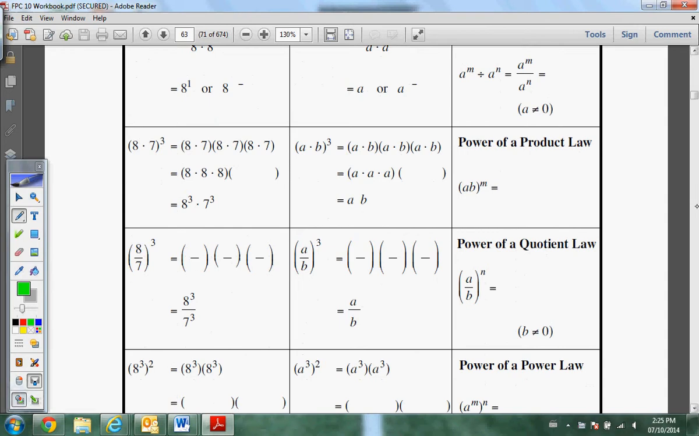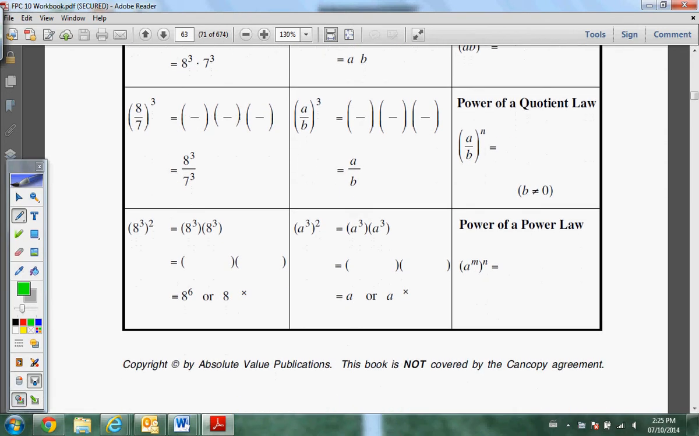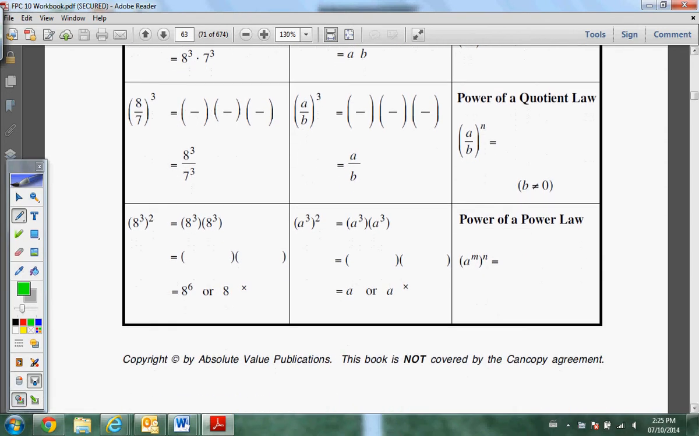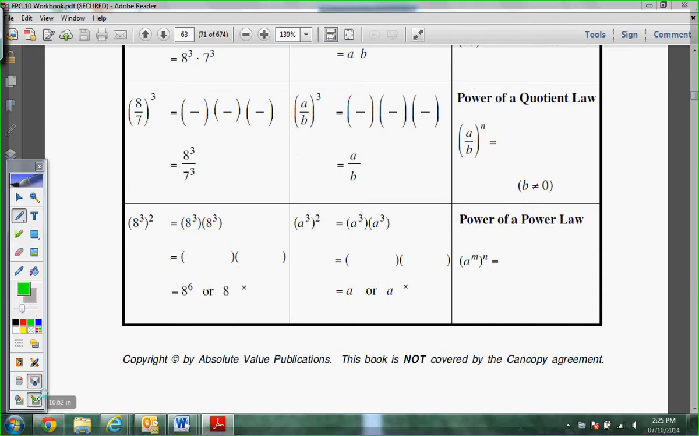A power quotient should hopefully ring a little bit of a bell because it's kind of similar: you hit top and bottom. That's the basic rule. So 8 over 7 cubed means you have an 8 and a 7, 8 over a 7, and you have 3 of them. And when you multiply fractions, you multiply what? Straight across. So you really have an 8 cubed over a 7 cubed. So you cube the top and the bottom.